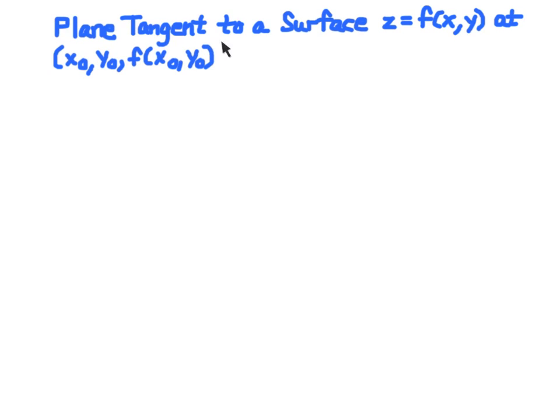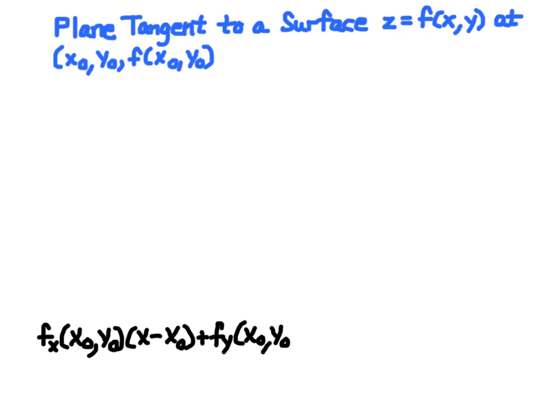So the plane tangent to the surface z, which is a function of x and y, at the point x0, y0, z0, which would be f of x0, y0, is the partial derivative of f with respect to x at x0, y0 times x minus x0 plus the partial derivative of f with respect to y at x0, y0 times y minus y0 minus z minus z0, all equal to 0.